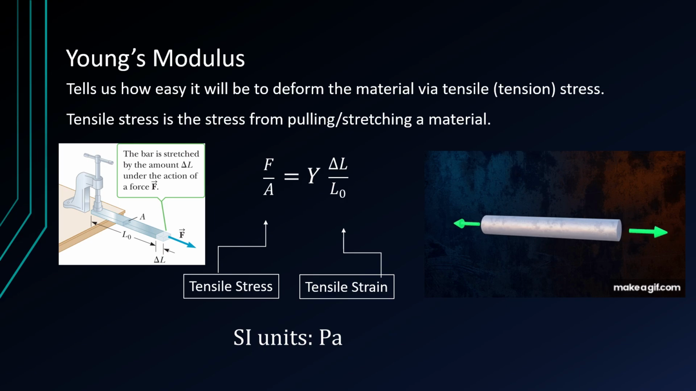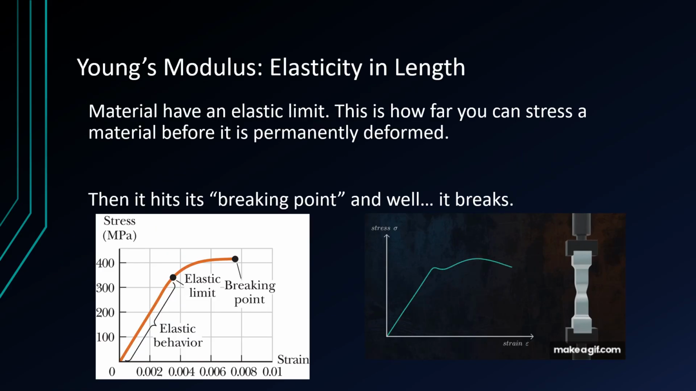Our materials will have a specific Young's modulus, and it represents how hard or how easy it will be to pull or stretch that material. And then we multiply that times the tensile strain, or how much the object has changed in size compared to its original size. When we stretch a material, it has an elastic limit, right? This is how far you can stretch a material before it is permanently deformed and before it actually breaks.